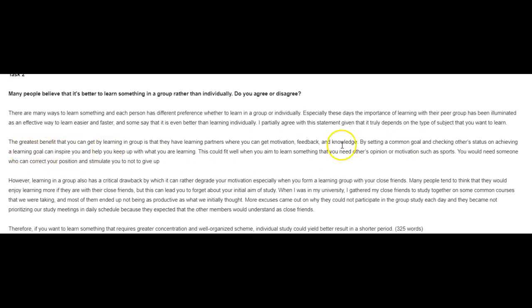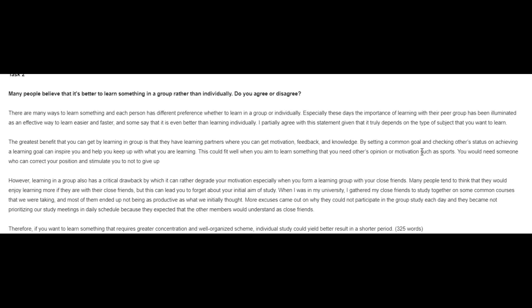All right, there's something happening with the grammar here. So get rid of "by." The "by" is not helping you. Setting a common goal and checking others' status on achieving a learning goal can inspire you and help you keep up with what you are learning. This could fit well when you aim to learn something that you need others' opinion or motivation on. Okay, you need an opinion on something, such as sports. You would need someone who can correct your position and stimulate you not to give up.